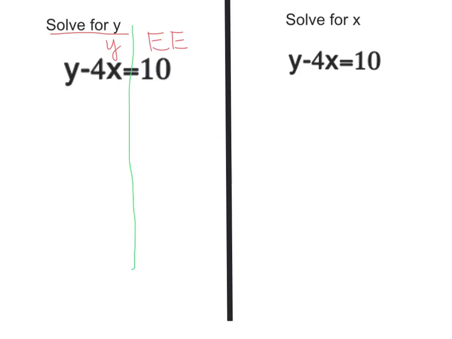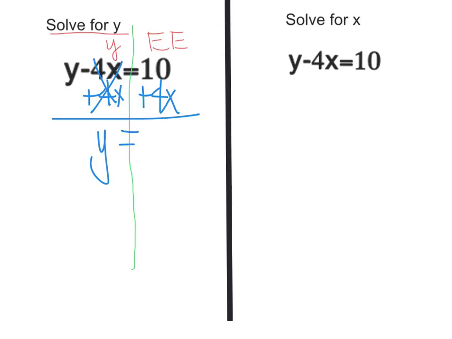So now we need to actually move the minus 4x. To move the minus 4x, we're going to do the opposite of minus 4x, which is to plus 4x. The rule says if I do something to one side, I have to do it to the other side. So I'm going to add 4x to both sides. So minus 4x plus 4x are going to cancel. I'm left with y on the left side.